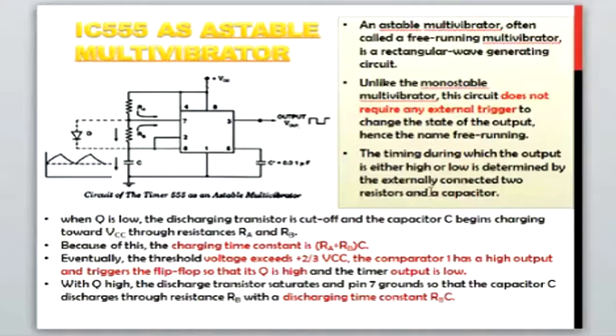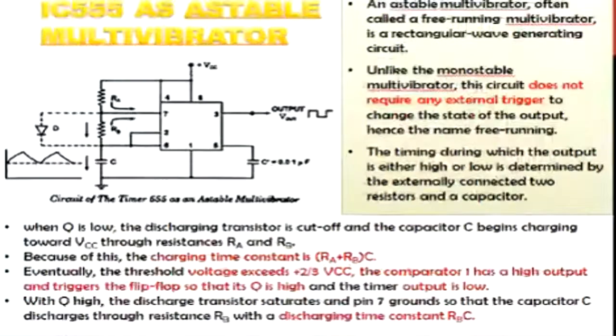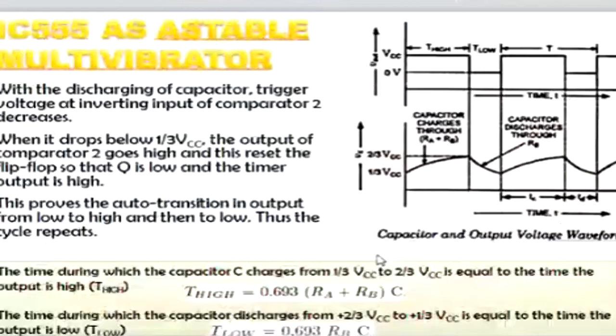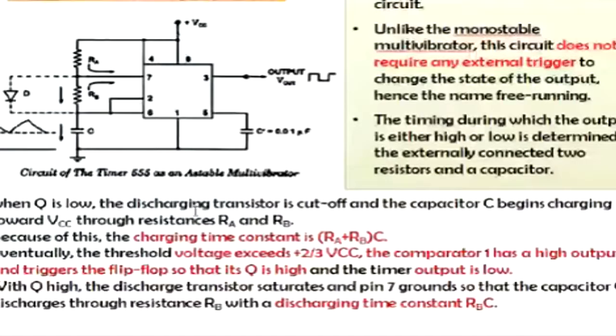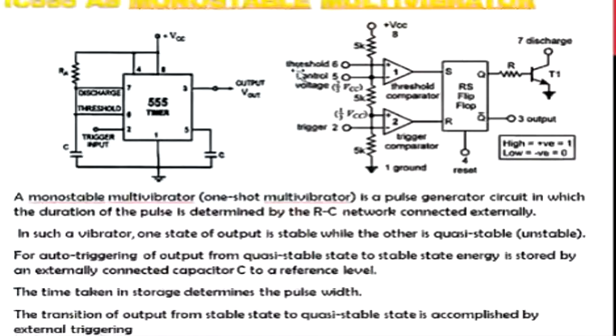The time during which the output is either high or low is determined by the externally connected resistors and capacitor. So here we have two resistors, RA and RB, and this is the capacitor for charging purpose. Assume that initially Q is low, the output is in the high state, Q bar is high and Q is low. Since Q is low, the discharge transistor is off.